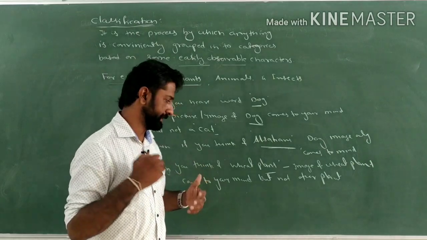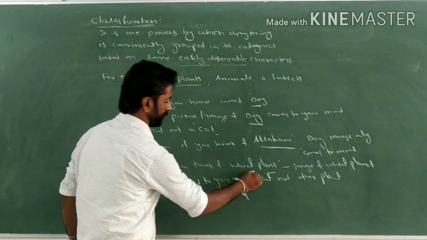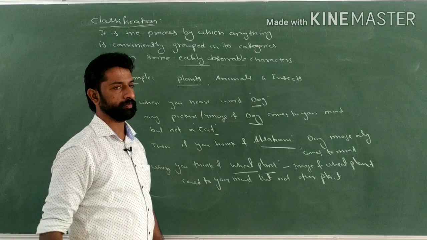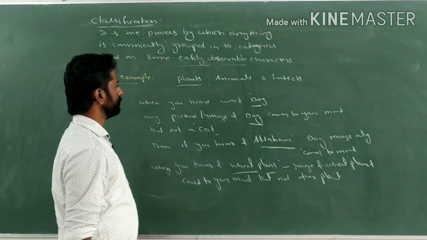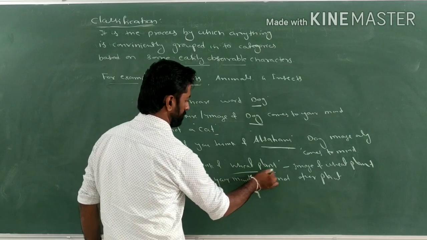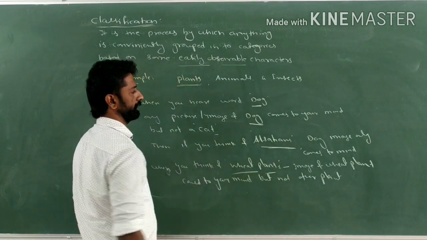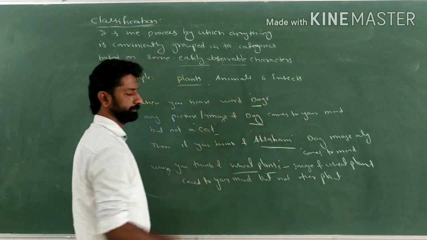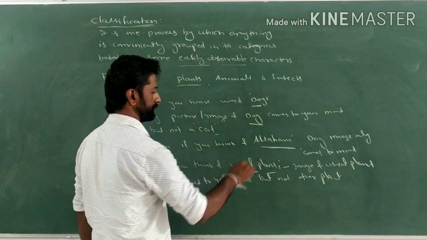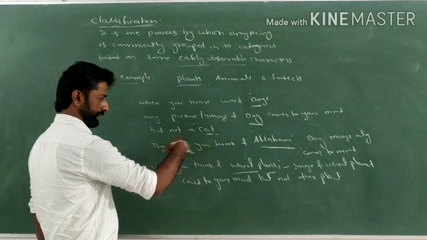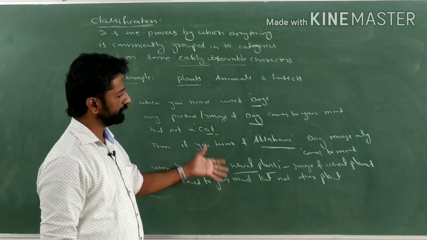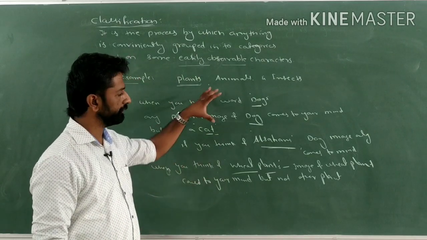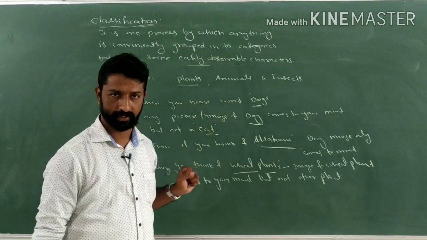studies easier. So here, when you think about a wheat plant, only the wheat plant comes to your mind, but not any other plants. So here, the wheat plants, here dogs, Alsatians, the cats. So what are these? The convenient groups of the organisms.